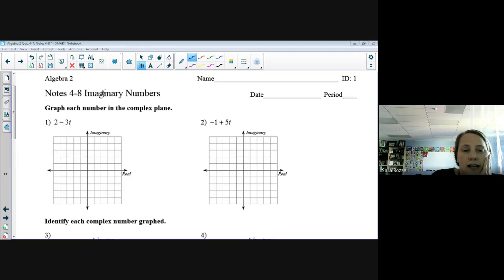All right, so this is for 8 imaginary numbers. We first need to know what the I stands for that we're going to use, and then we're going to graph it, operations, quadratic formula.